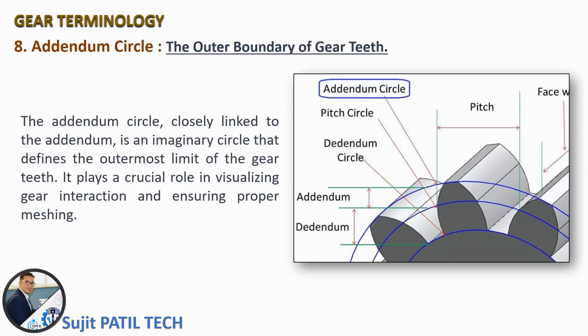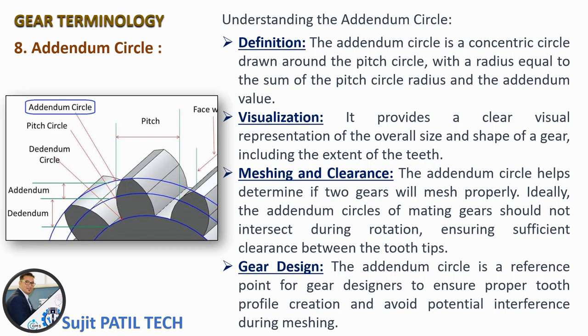8. Addendum circle. The outer boundary of gear teeth. The addendum circle, closely linked to the addendum, is an imaginary circle that defines the outermost limit of the gear teeth. It plays a crucial role in visualizing gear interaction and ensuring proper meshing. Understanding the addendum circle. Definition: the addendum circle is a concentric circle drawn around the pitch circle, with a radius equal to the sum of the pitch circle radius and the addendum value.